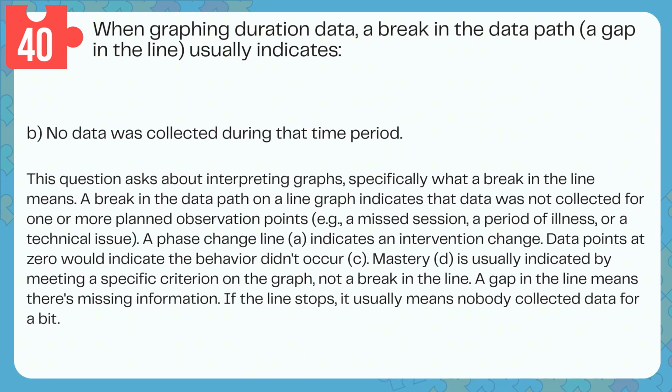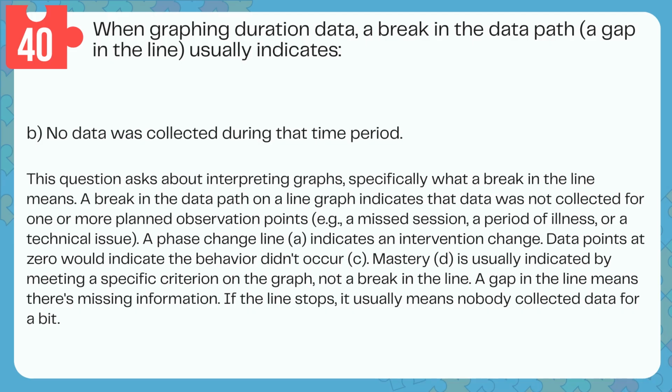Answer: B. No data was collected during that time period. Explanation: this question asks about interpreting graphs, specifically what a break in the line means. A break in the data path on a line graph indicates that data was not collected for one or more planned observation points. Example: a missed session, a period of illness, or a technical issue.